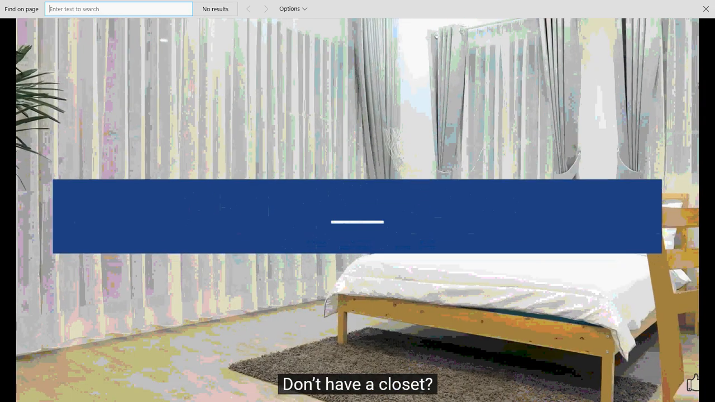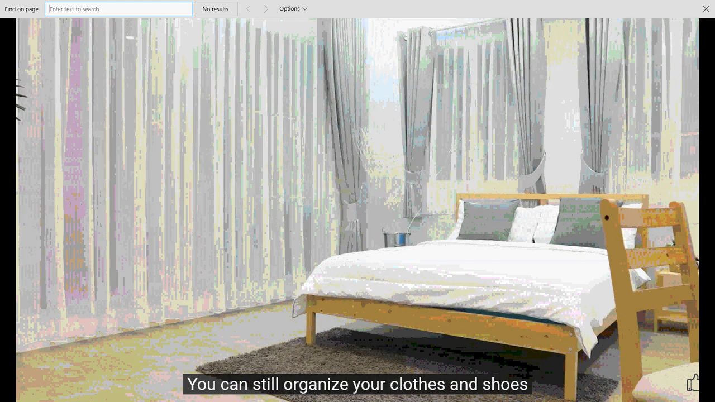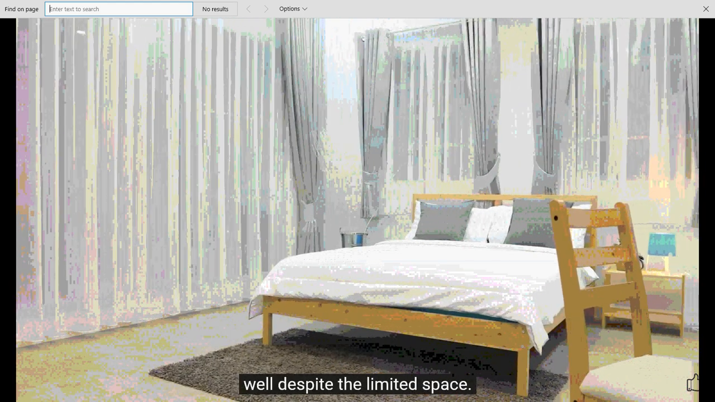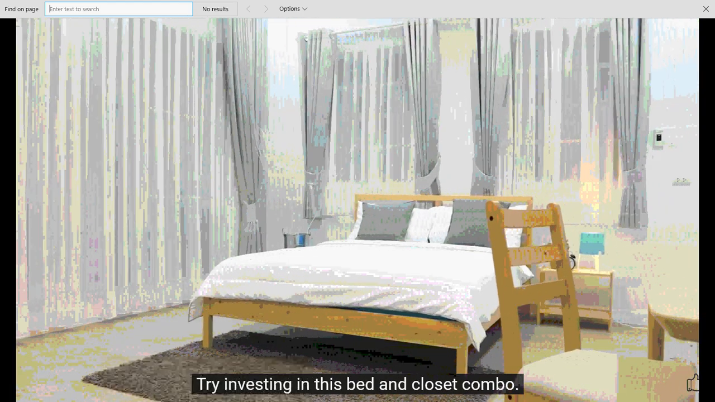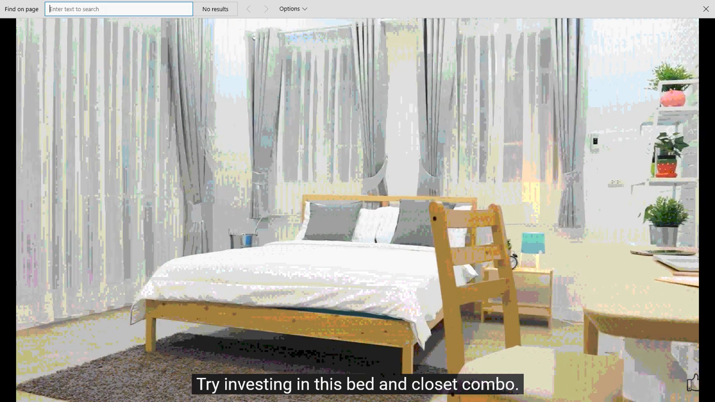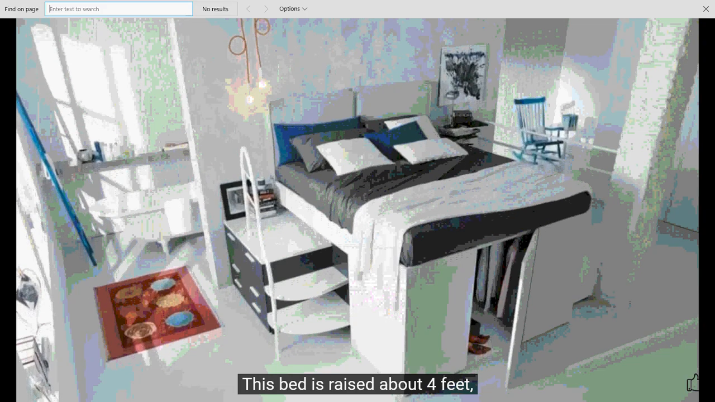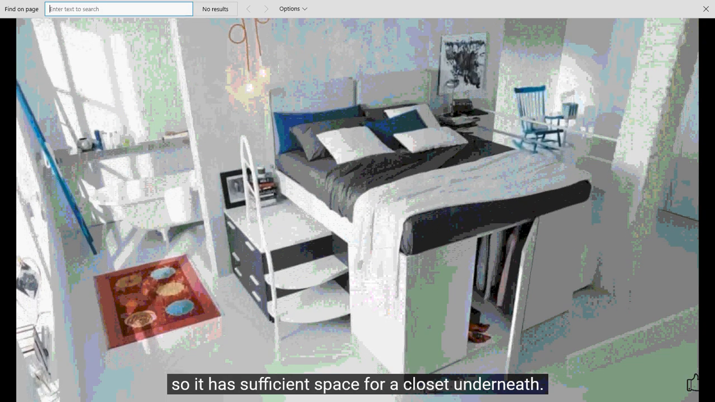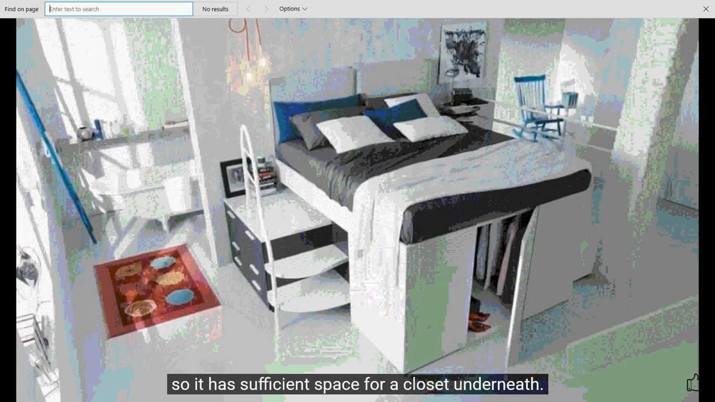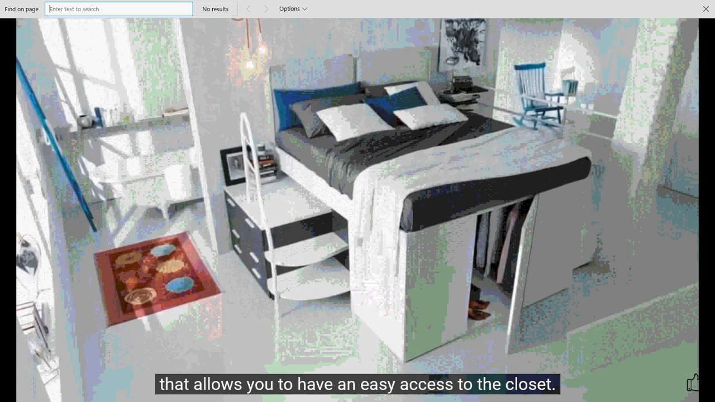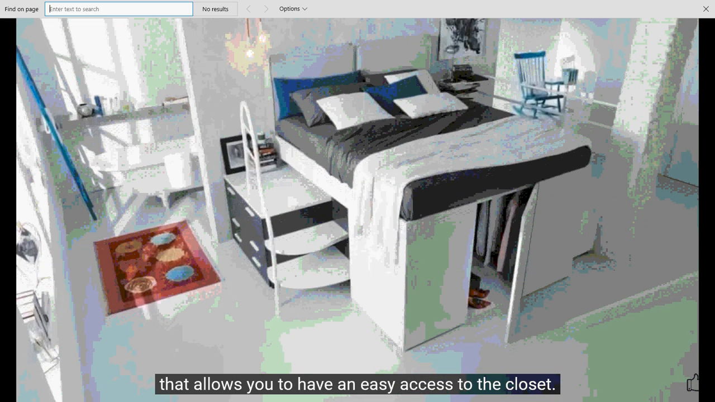Don't have a closet? No biggie. You can still organize your clothes and shoes well despite the limited space. Try investing in this bed and closet combo. This bed is raised about 4 feet, so it has sufficient space for a closet underneath. It features a small door that allows you to have easy access to the closet.